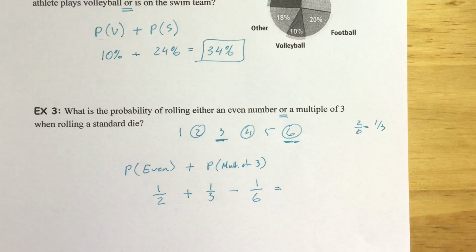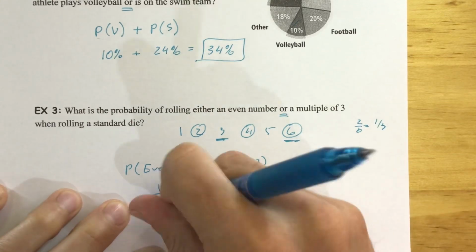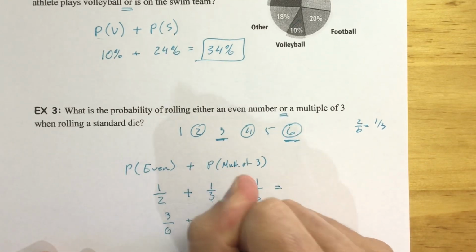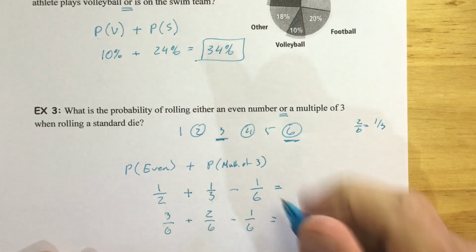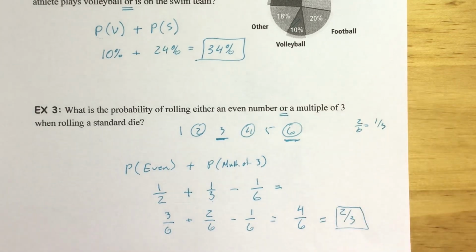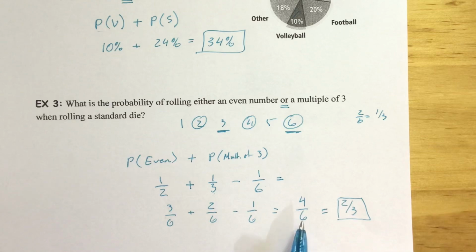I now realize that reducing these was not the best idea because I want a common denominator anyway. You win some and you lose some. So 3 out of 6 plus 2 out of 6 minus 1 out of 6 gives you 5 minus 1, which is 4 out of 6. And now you can reduce down to 2/3. There's an example of reducing not helping out at the beginning, but not too hard to fix. So in the end, it ends up being 4 out of 6 or 2 out of 3.